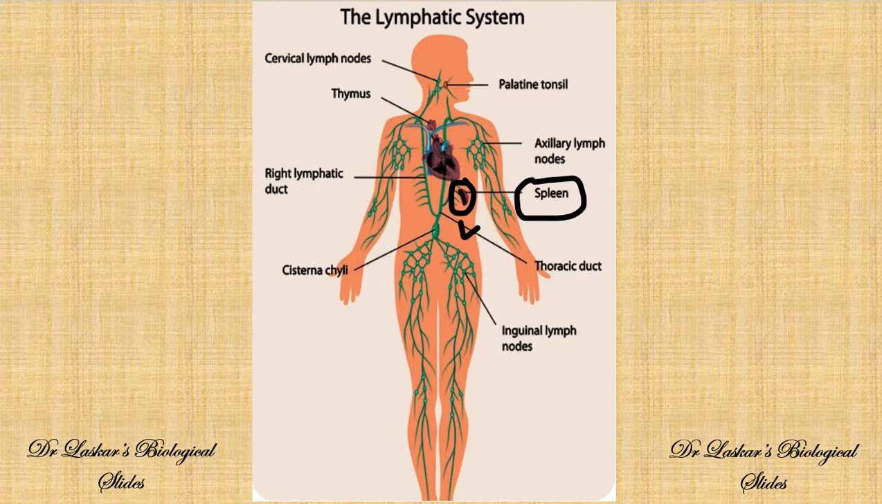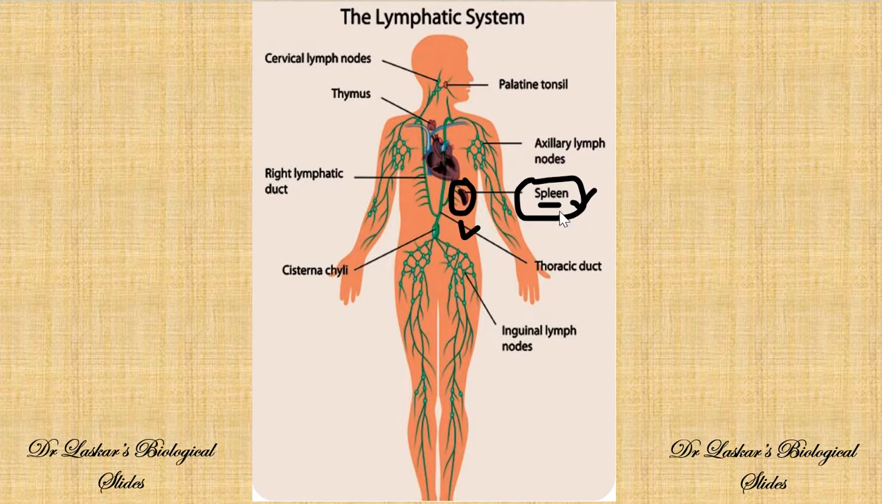The spleen removes old worn out RBCs, or red blood cells, from the blood and returns iron to the blood for reuse in synthesizing hemoglobin. The spleen also acts as a blood reservoir. In the embryonic stage, it forms RBCs. As you all know, in the mature stage RBCs are formed in the bone marrow, but in the embryonic phase, RBCs are formed in the spleen as well as the liver.